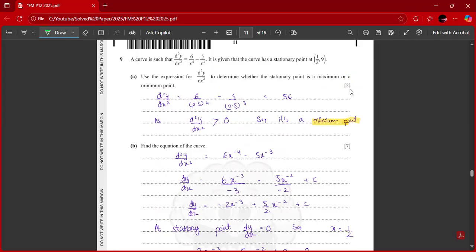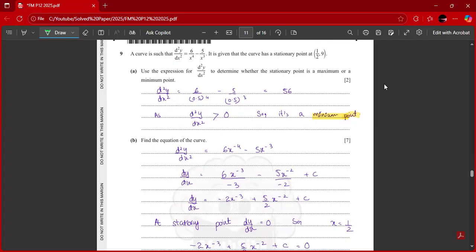So what is the working? We're just going to put the value of our x, like 0.5, into our second derivative and see if it's greater than 0 or lesser than 0. If it's greater than 0, minimum function. If it's lesser than 0, maximum function, meaning maximum and minimum point. So if I put 0.5 in this equation, I get 56, which is greater than 0, hence proving that this stationary point is a minimum point.